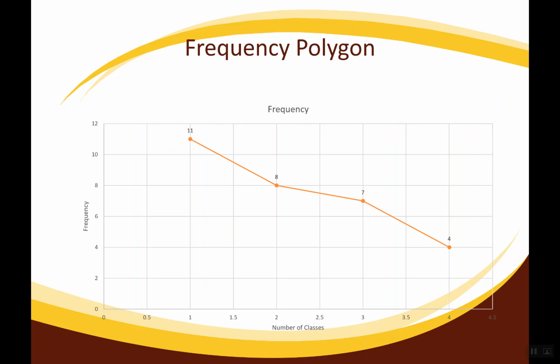Again, it just takes the outcomes. So I can see that 11 people took 1 class, 8 people took 2, 7 people took 3, and 4 people took 4. So it's still that same data that I've been using for all of these examples. It just changes the way it's represented. And then the points are joined together by line segments.